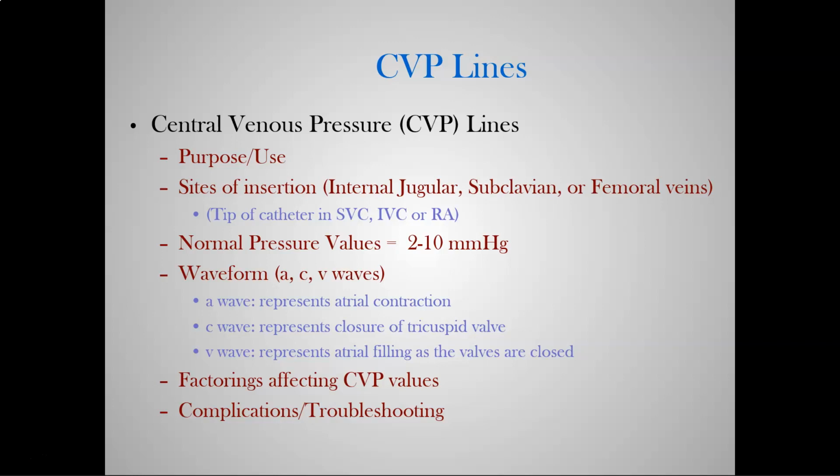So again, 2 to 20, or excuse me, 2 to 10, my apologies. If you have 20, it's a bad thing. We have different waveforms. We have the A wave, which represents atrial contraction. We have the C wave, closure of the tricuspid valve. Okay, and then V wave, final atrial filling as the valves are closed. You should know those. I won't test you on them, but again, it's good to see and good to know.